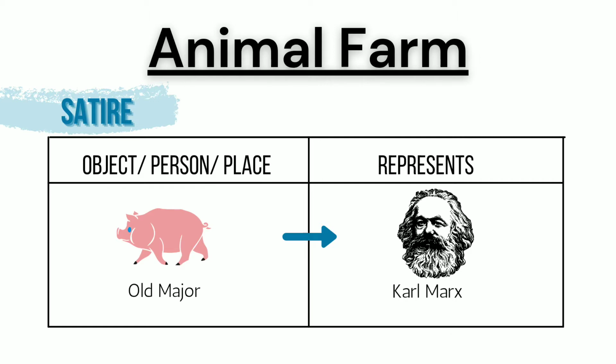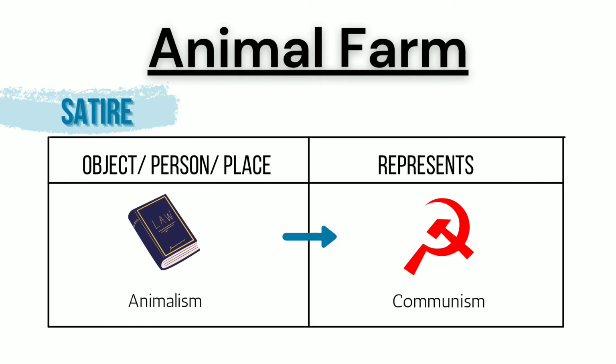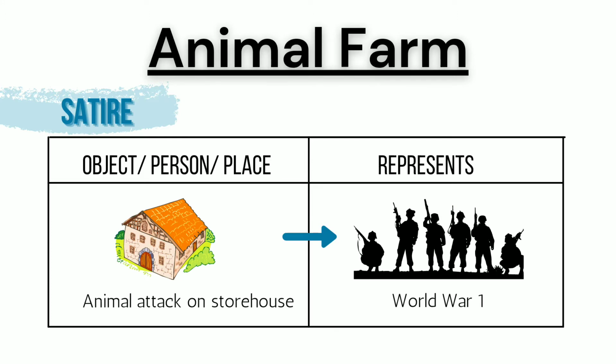He called on the workers of the world to unite against the ruling classes, who exploited workers by taking for themselves the product of the workers' work and giving them in return a minimum subsistence level of food and care. Next, the pigs secretly begin to elaborate Major's idea into a system of thought called Animalism, which represents communism. Communism is an economic ideology that advocates for a classless society in which all property and wealth are commonly owned instead of by individuals.